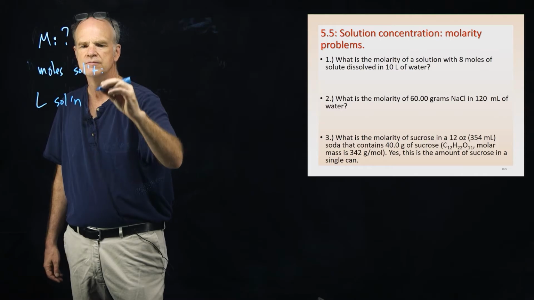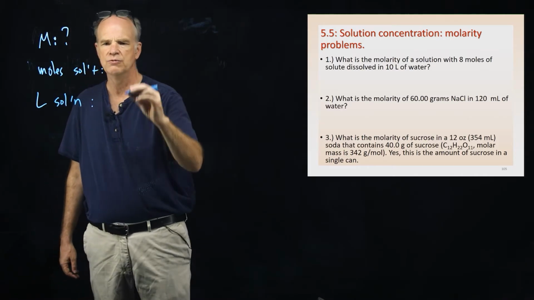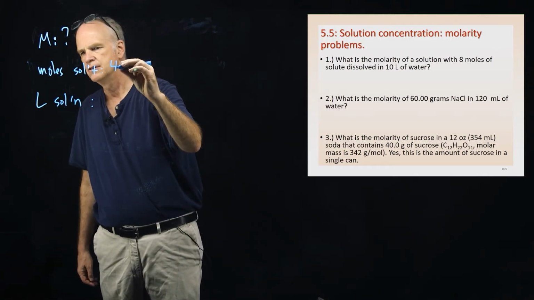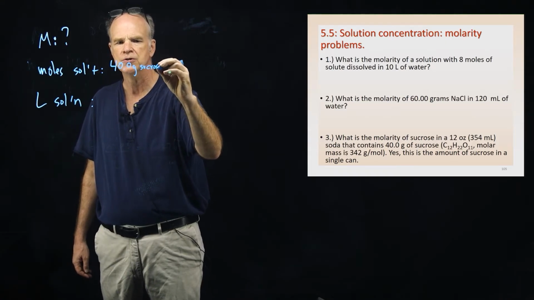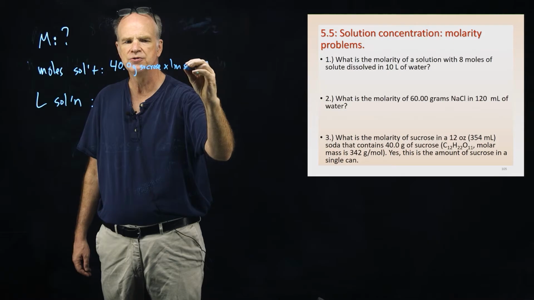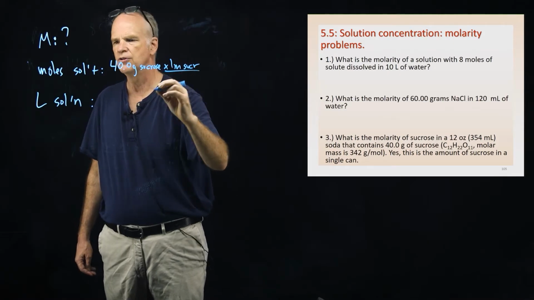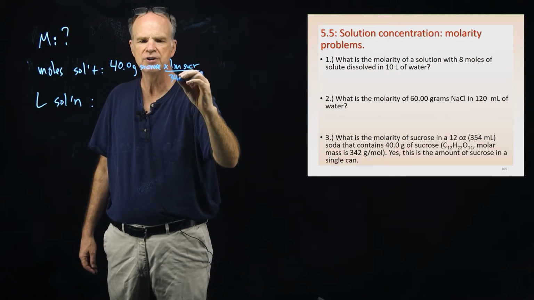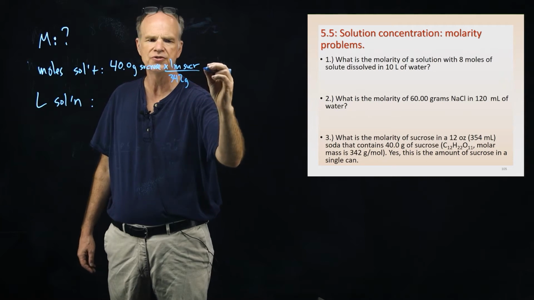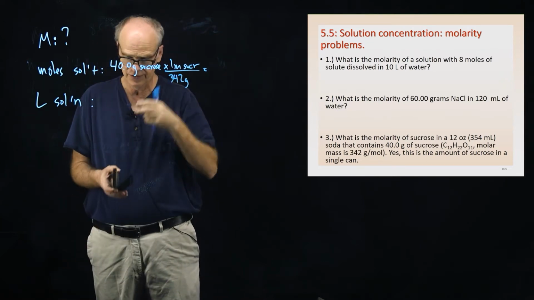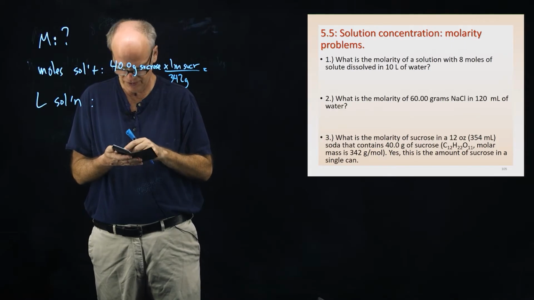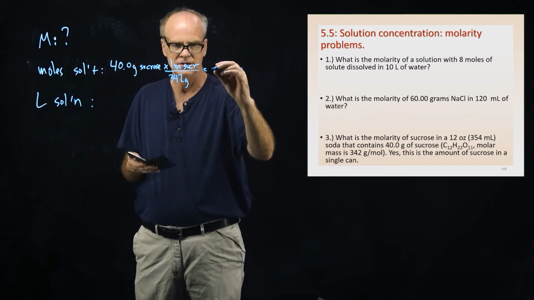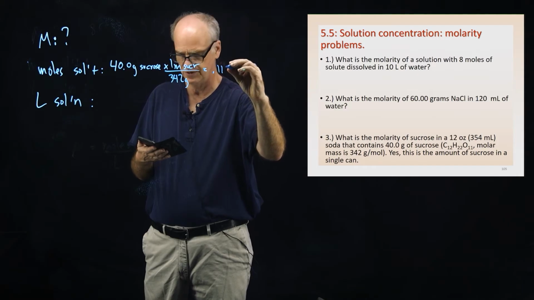Okay. So we have 40.0 grams of sucrose times 1 mole sucrose over 342 grams, because we've got to get this into moles. I'll just work that out now really fast. 40 divided by 342, and we get 0.11695.